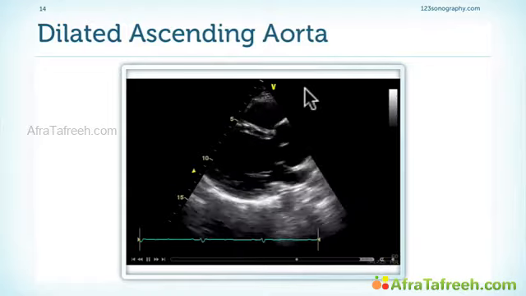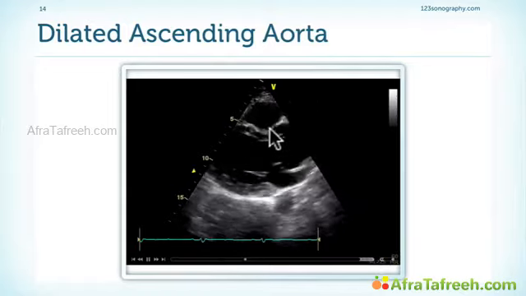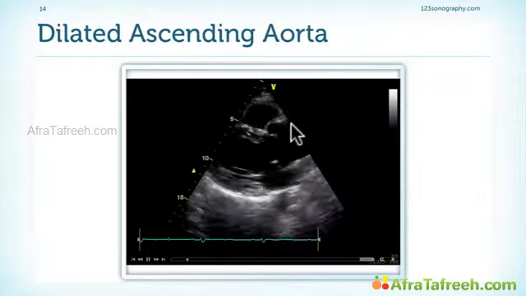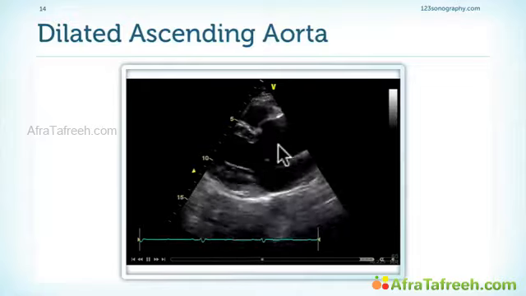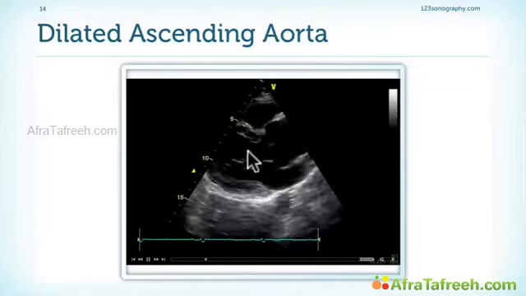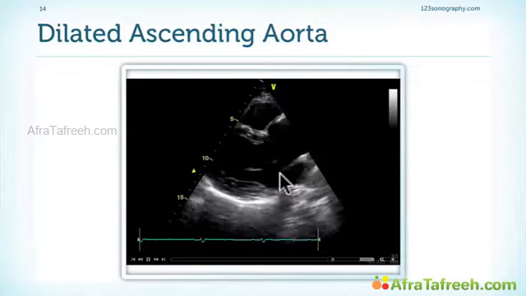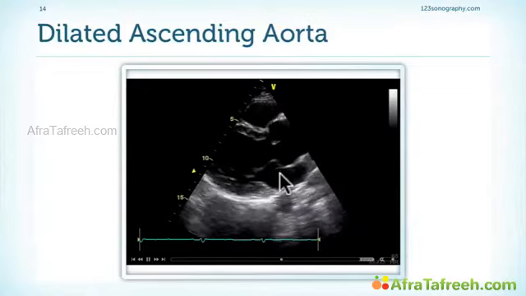What else can be seen in many patients? A dilated aorta. The dilatation of the aorta can either be the cause of aortic regurgitation or can be associated with patients who have bicuspid valves who frequently have regurgitation.